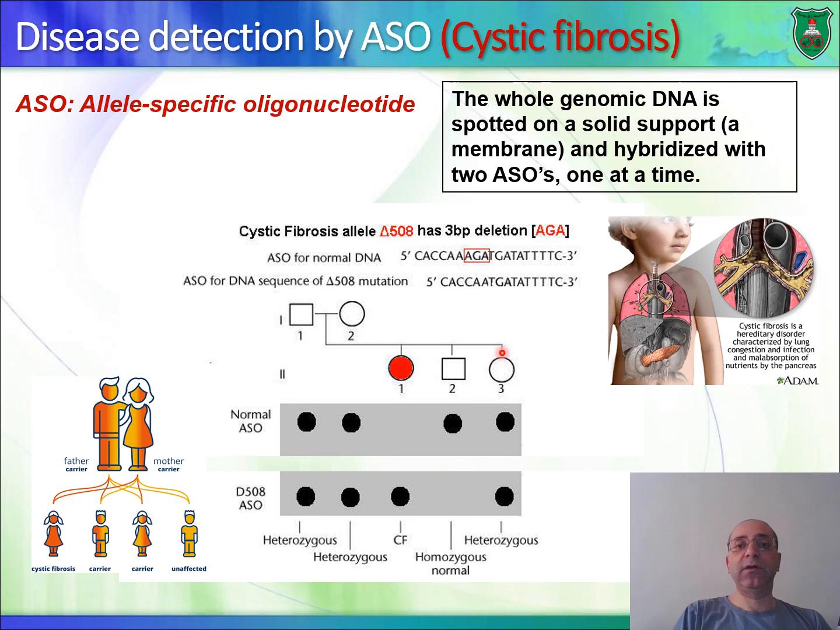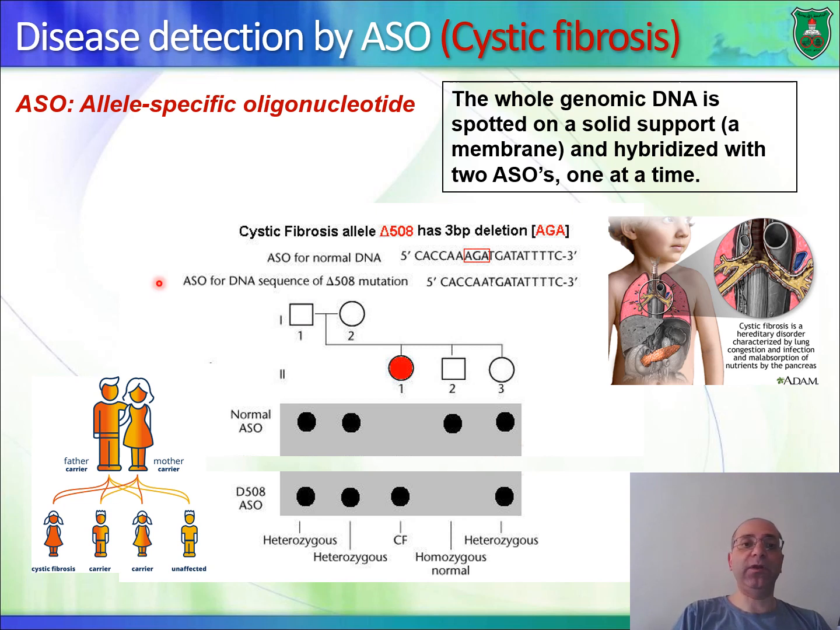Let's look at this third sister right here. She has signal coming out when the normal allele specific nucleotide was added and when the mutated probe was added, and this means that this person is a carrier. She is heterozygous. Okay, so this is dot blotting.